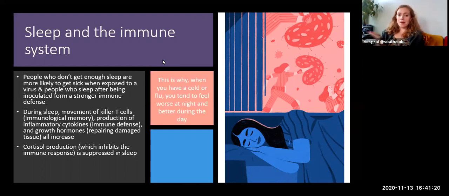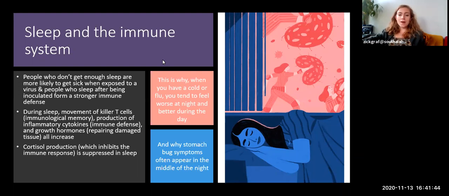So this is actually why when you have a cold or the flu, you probably feel worse at night before you go to bed and tend to feel a little bit better during the day. Because during the day, when you're alert and aroused, your body is producing cortisol, and that cortisol is helping to suppress the inflammatory response, which is how your immune system is making you better, but it's also the part of the disease process that makes you actually feel sick.